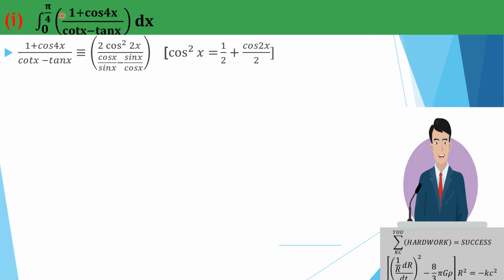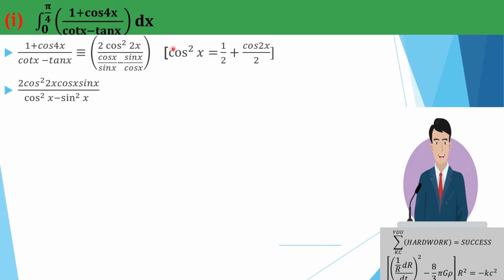You realize that in place of 1 plus cos 4x, we can conveniently put 2 cos squared 2x, using this identity and the double angle of 2x. Now in the denominator, cot x is the same as cos x over sin x, and tan x is basically sin x over cos x. Then we simplify that expression by looking for the LCM in this denominator, which is sin x cos x, so the denominator becomes 2 cos x sin x.